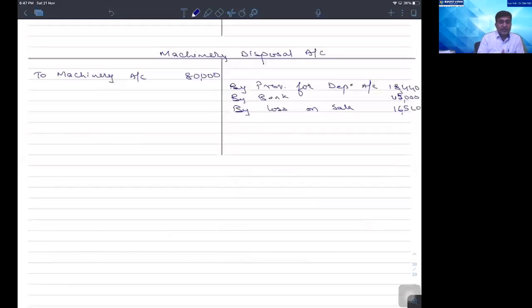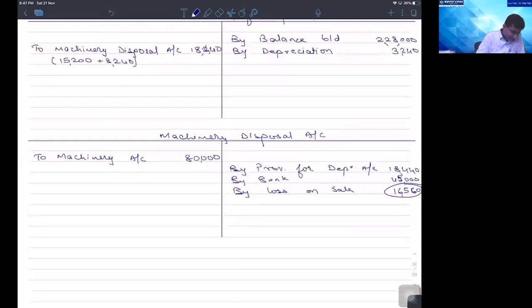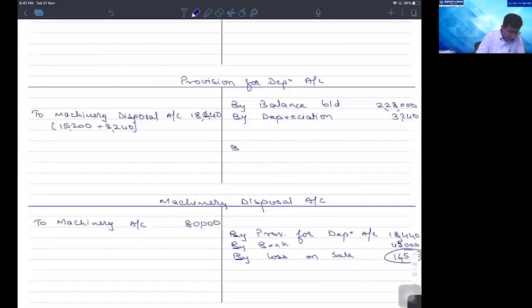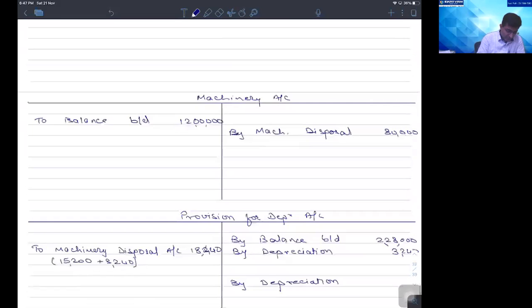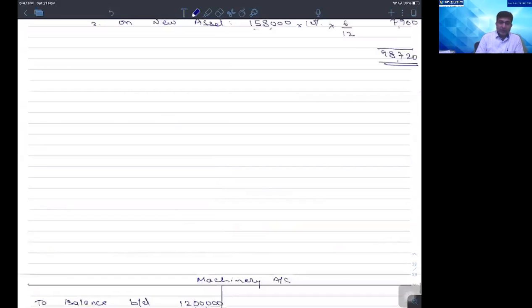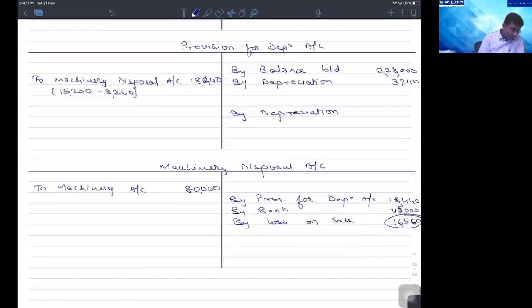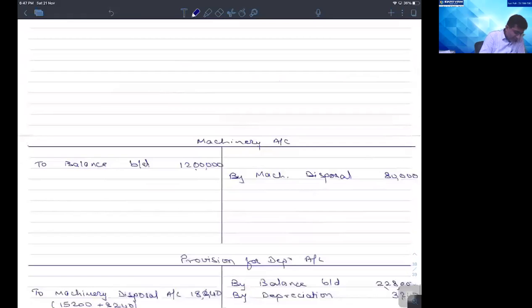Then at the end of the year, I'll be required to charge the depreciation. So again, I'll pass the entry by depreciation. How much is this depreciation? We have already calculated it. 98,720. And you had purchased the new asset, तो उसका भी entry करना पड़ेगा, to bank account, that is 1,58,000.